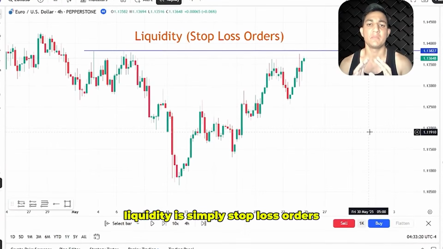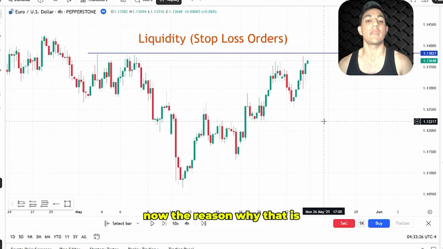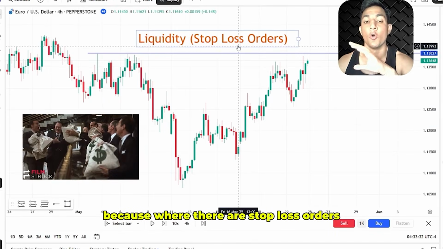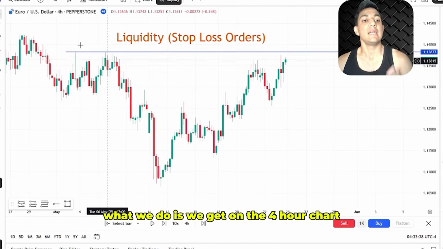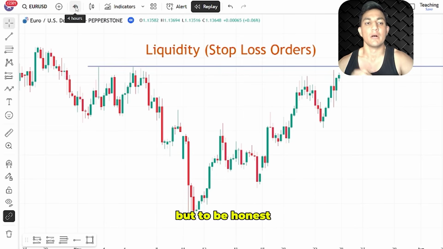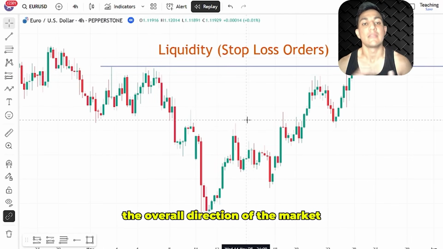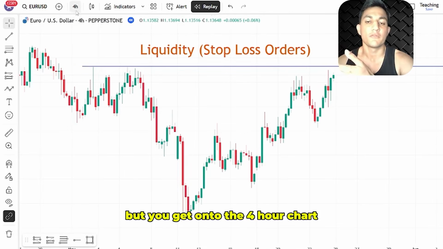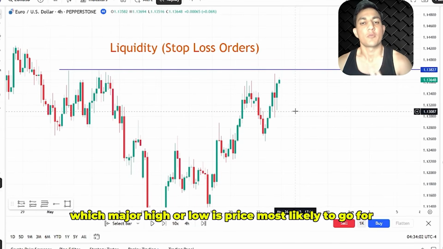Okay, so liquidity is simply stop loss orders, and the only reason these markets move is for liquidity. Now, the reason why that is because it allows smart money, big banks, big hedge funds to get in and out of their positions, because where there are stop loss orders, there's going to be money. So to determine liquidity, what we do is we get on the 4-hour chart. Now, you can use the daily, the weekly, and even the monthly, but to be honest, just use the 4-hour chart. We have to use a higher time frame because that gives us the overall direction of the market, or a bird's eye perspective, if you would like. But you get onto the 4-hour chart, and what you do is you simply ask yourself which major high or low is price most likely to go for.